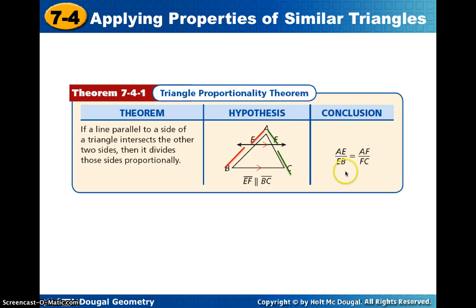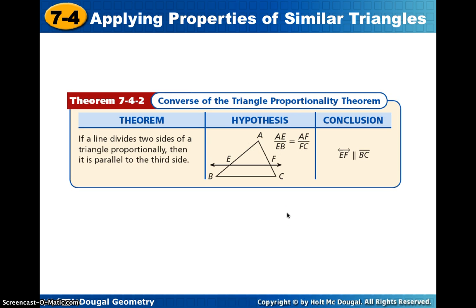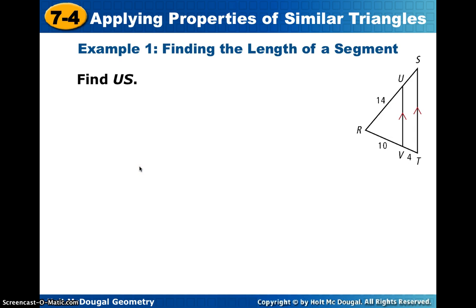Now, that is only true if the lines are parallel. This theorem also works backwards. If we try the ratios first, and we discover that the pieces on one side are equal to the fraction of pieces on the other side, then that means that the lines are in fact parallel. If a line divides two sides of a triangle proportionally, then it is parallel to the third side. So let's look at an example of this.